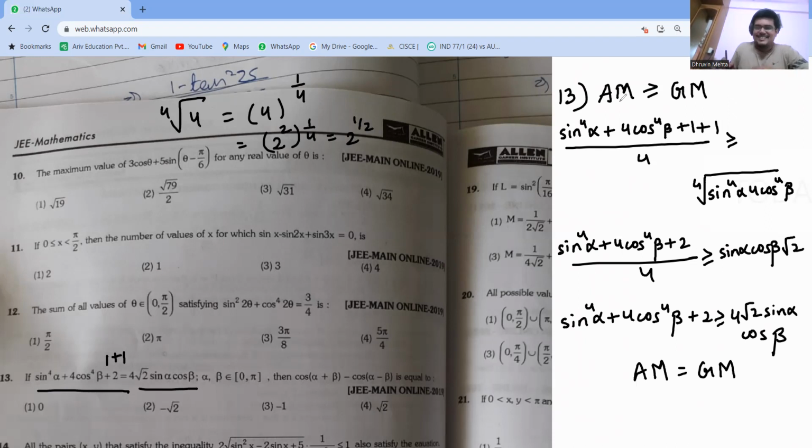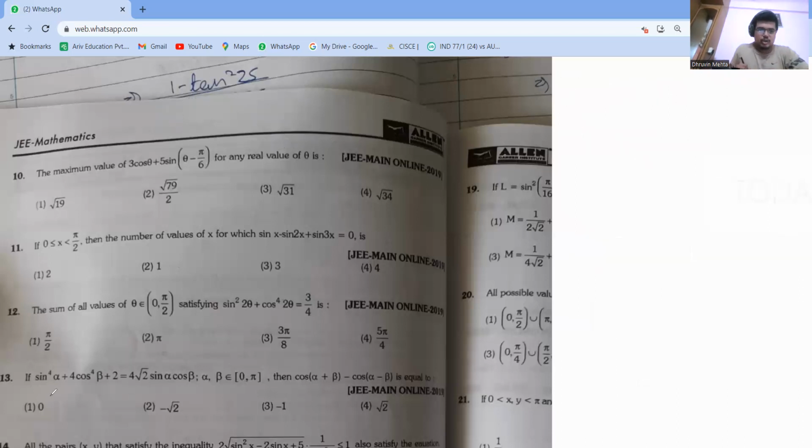Okay sir. Okay, AM is equal to GM. This is possible only if the numbers are the same, the numbers are equal. So basically in this sum, the number we started with, this sine raised to 4 alpha, should be equal to the second number, which is 4 cos raised to 4 beta. That should be equal to the other two numbers, which is 1. Only then can AM be equal to GM.